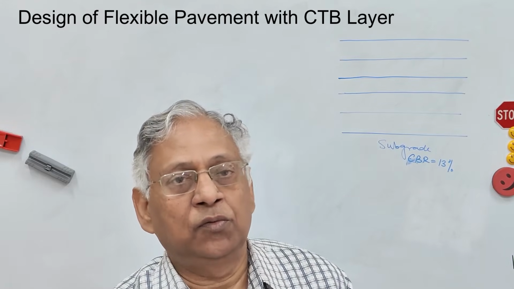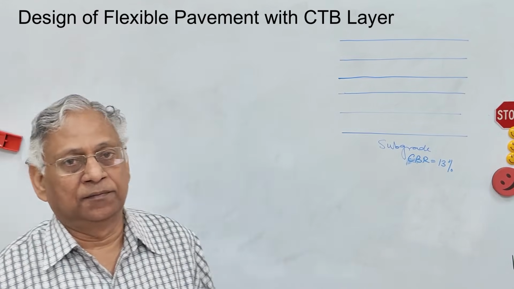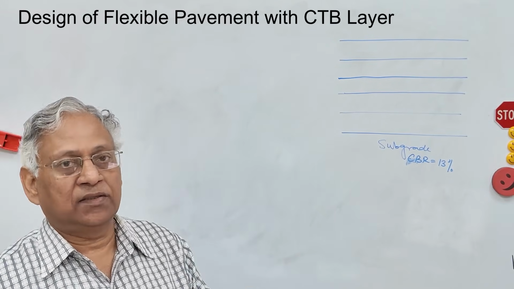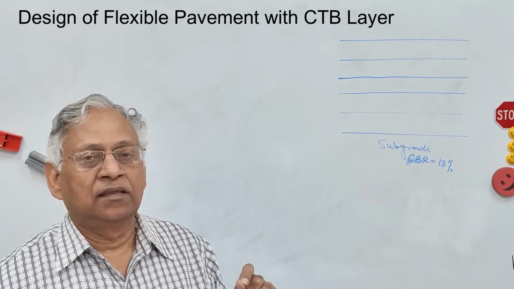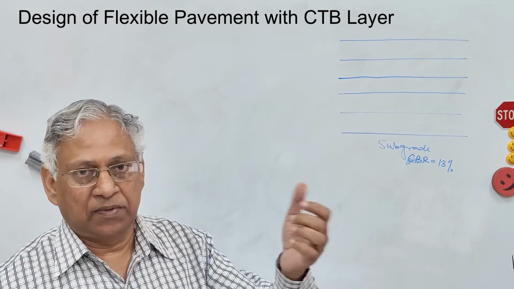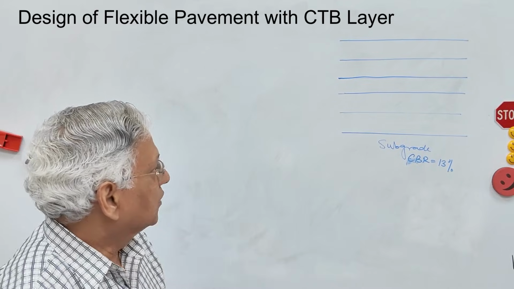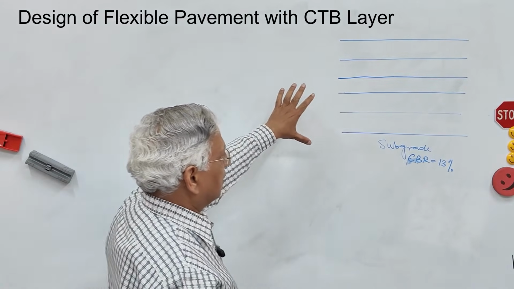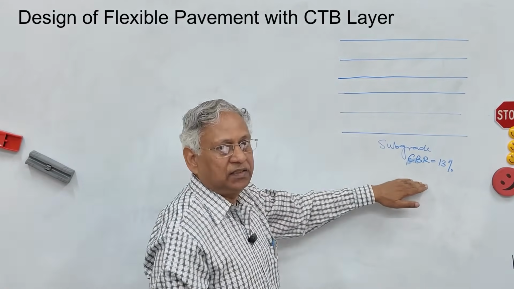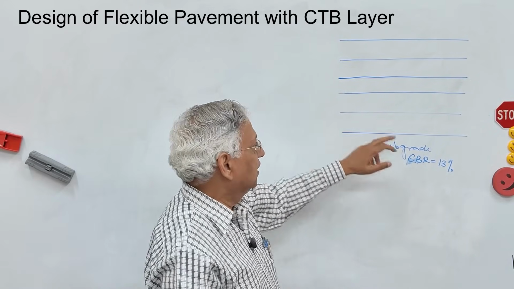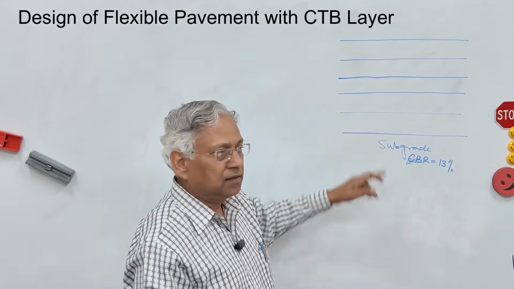Third step is to take a trial section. And because the traffic is very high, just to reduce the thickness of the base, the sub base and the bituminous layer, we are adopting CTB here. So let us assume that this is the pavement section. You have a subgrade with effective CBR of 13%, MR value 90.8. Above that you have GSB layer.